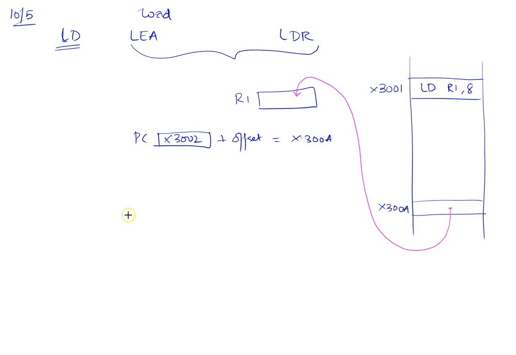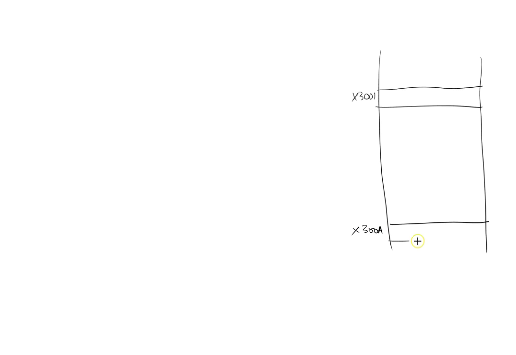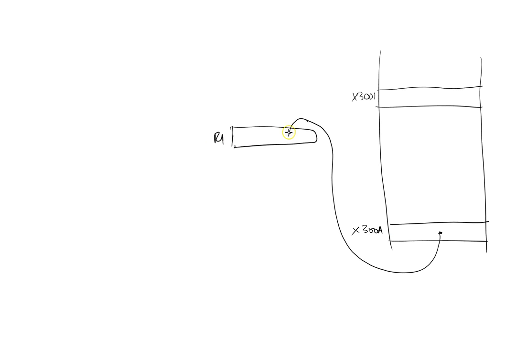So what does LEA do? I'm going to take the same situation. I'm going to clear this for now. I'm going to take the same situation, except now at x3001 and at x300A. Again, I want to grab the contents of whatever is here into my register R1. That's what I want to do.